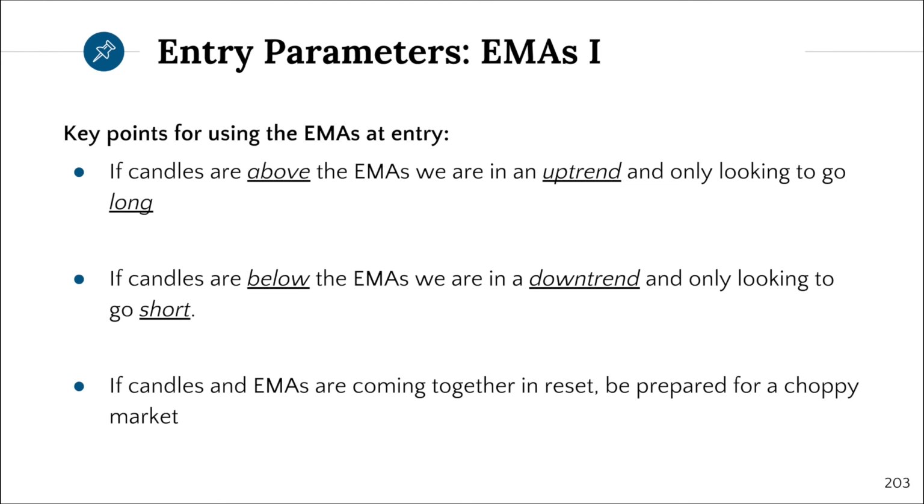If the candles are above the EMAs, we're in an uptrend and we're looking to go long. If the candles are below the EMAs, we're in a downtrend and we're only looking to go short. If the candles and the EMAs are coming together in reset, you want to be prepared for that choppy market that we're talking about. You're going to be able to confirm that choppy market using the TDI, using the positioning, the value of the Liquid 50 and the RSI.